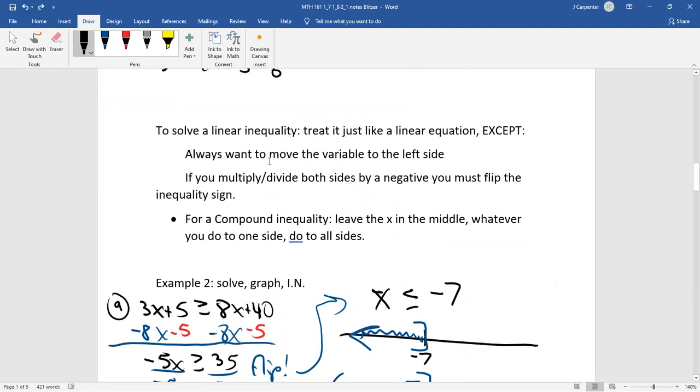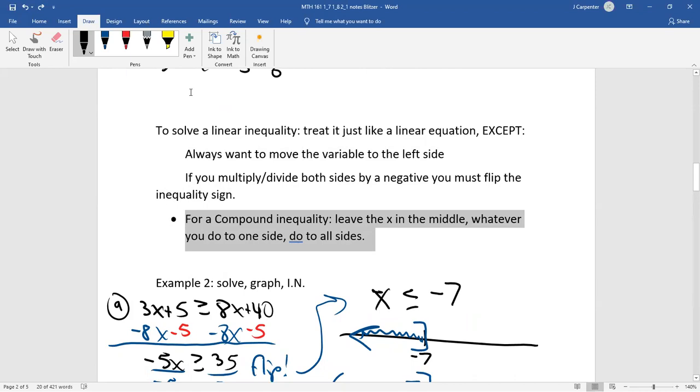Then we actually got into solving linear inequalities, which we said all the rules for adding and all the rules for equations are the same as with inequalities, except you should always move your variable to the left just to make things a little easier. And I described how you can move it to the right, but it might mess up your inequality or your interval notation or your graph. And that if you ever multiply or divide both sides by a negative, you flip, which means reverse the direction of the inequality sign.